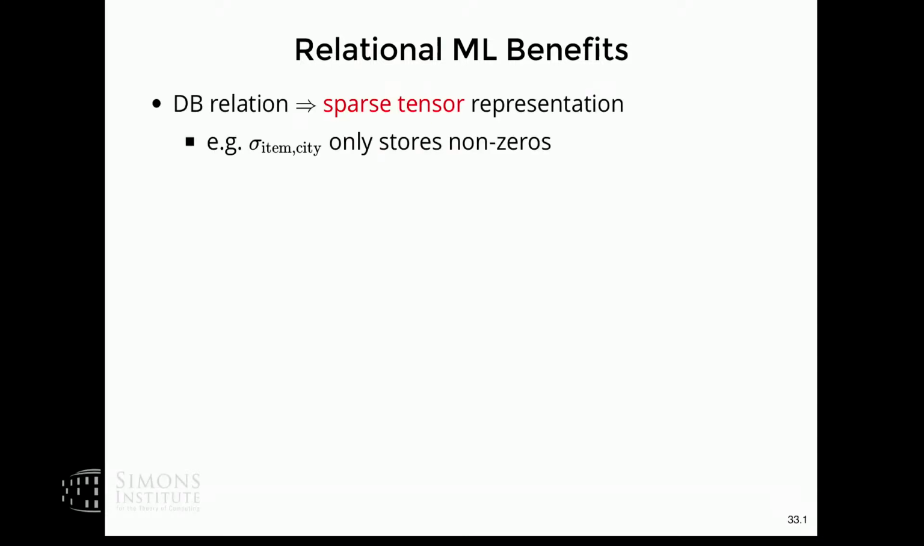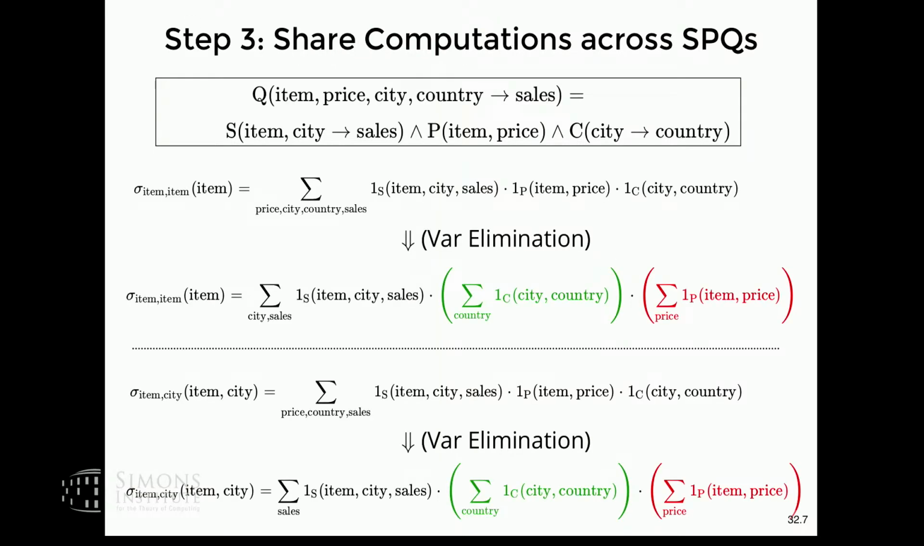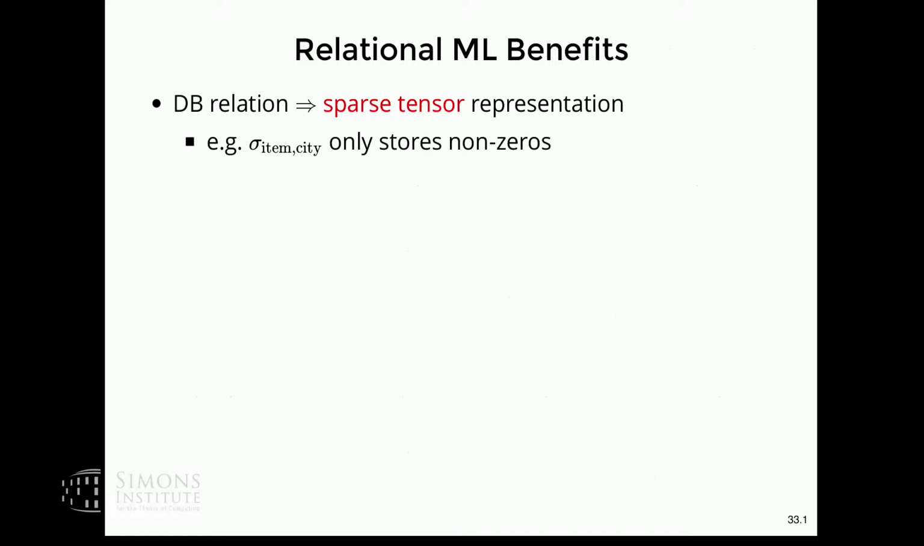So one thing is that database relations serve as a sparse tensor representation out of the box. So like in the previous case, just because we encode these tables as SPQs in a database where these are represented in a sparse way, the output naturally is going to be a sparse matrix. We will never materialize pairs item city for which there is no combination in the training data for this pair item city. So everything, when you implement it in a database, will turn out to be a sparse tensor.